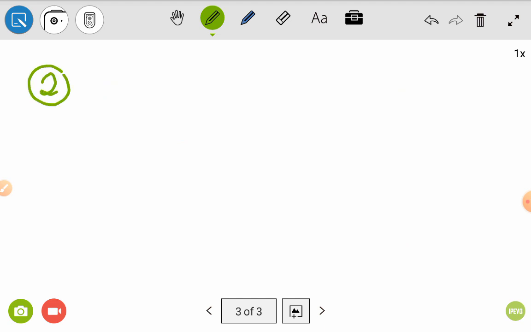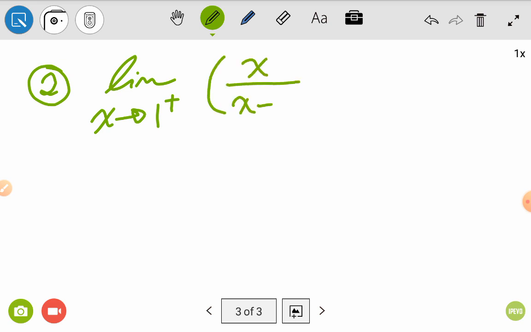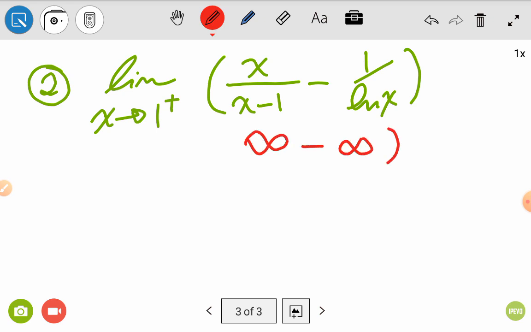Question 2. Find the limit as x approaches 1 from the right side, and this is our objective also, to find the one-sided limit from the right side, from the left side, of x over x minus 1, minus 1 over ln x. The limit here is indeterminate type of infinity minus infinity. We combine the terms here and then use the L'Hopital's rule.